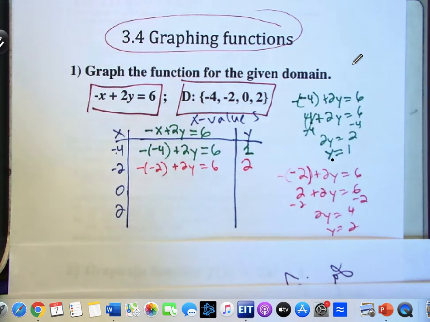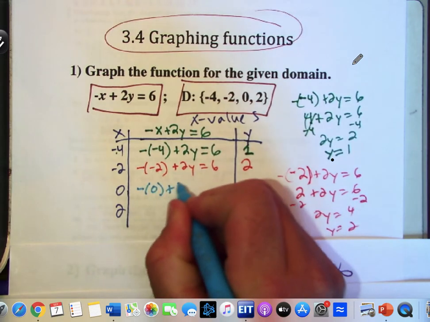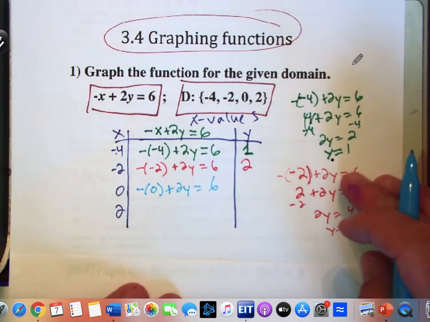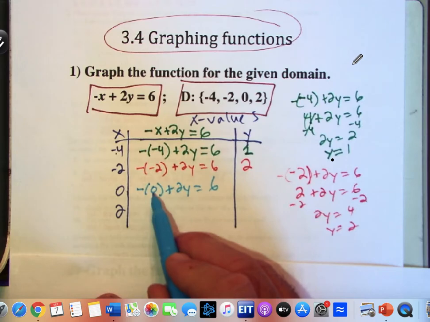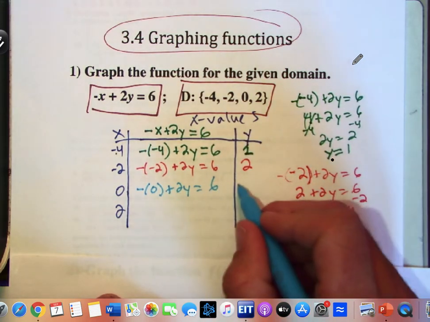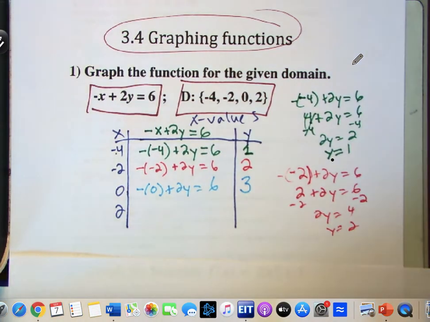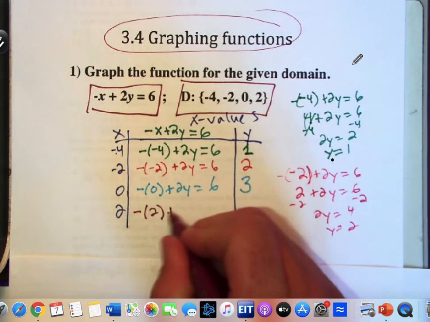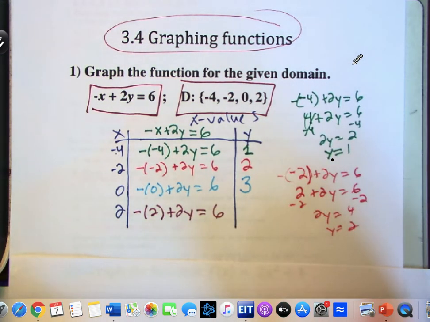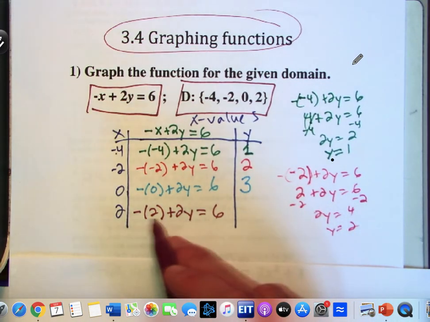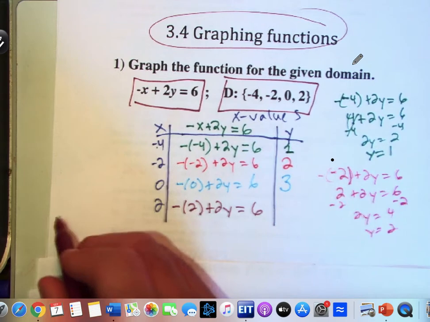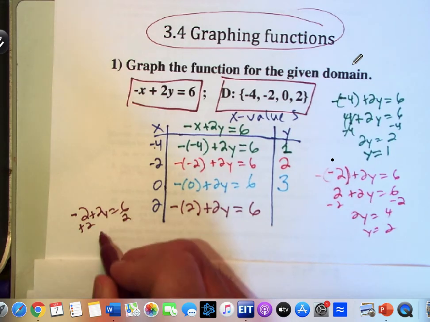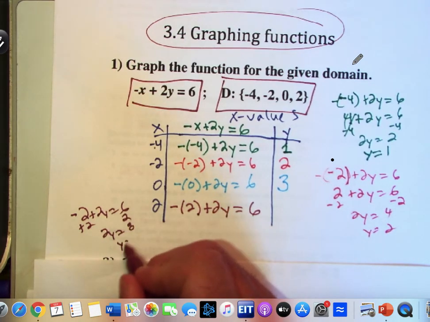All right, we'll do the next one. We're going to put 0 in, so we have -0 plus 2y equals 6. This one maybe I can do in my head. -0 is 0, so it doesn't matter. We're left with 2y equals 6, which makes y equal 3. And then I got the last one, -2 plus 2y equals 6. So this one I might have to do over here. -2 plus 2y equals 6, add 2. 2y equals 8, so y equals 4.